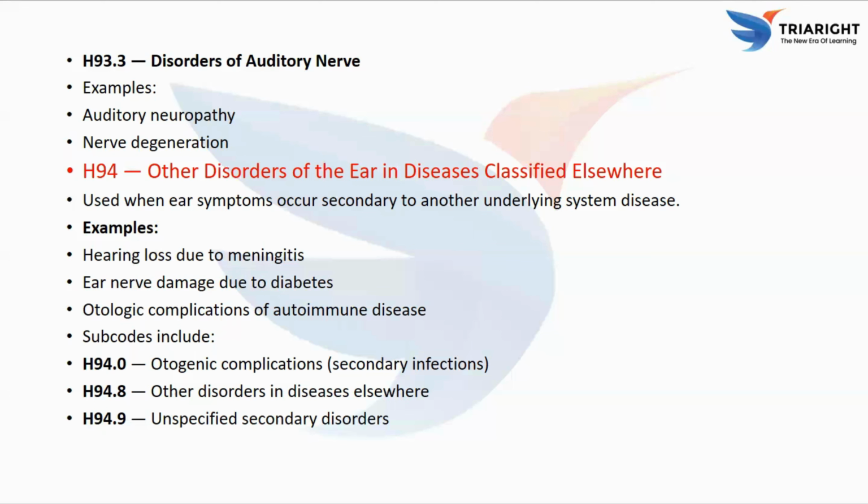In the same way, H94.8 is for other disorders of the ear in diseases classified elsewhere. This is used for any other secondary ear disorder which is not covered in H94.0. For example, autoimmune inner ear disease secondary to SLE, and neuropathy related to metabolic disorders. The next subcode is H94.9, which is assigned for unspecified secondary disorder. This code is used when there is a documented systemic illness, ear symptoms are clearly secondary, but the exact nature of the ear involvement is not specified.